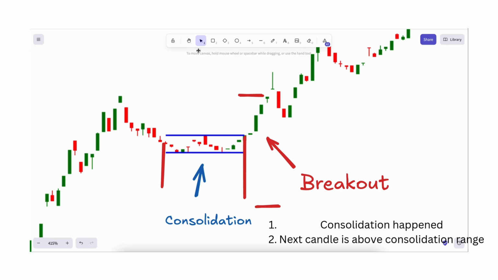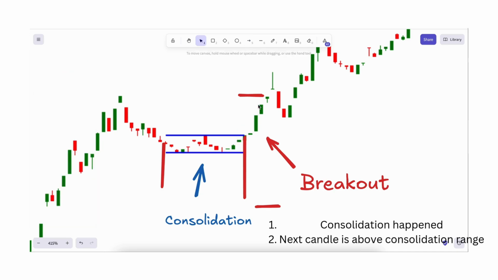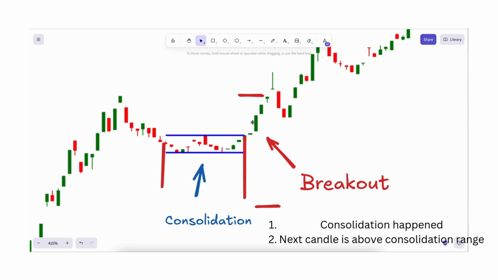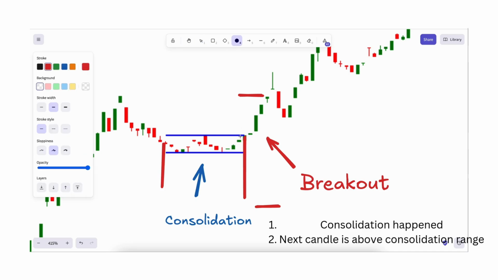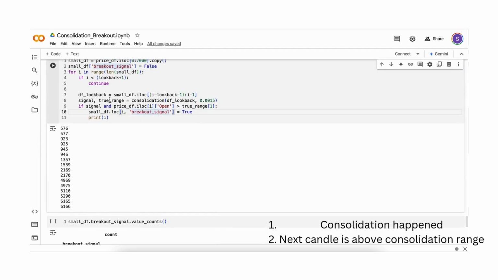The problem with consolidation and breakouts is that this could go either in the bullish direction or in the bearish direction. We don't know which one. So this gives us some confidence that if the open of the next candle, which is this candle here, is above the maximum value of the breakout, that tells us this is going towards the bullish direction, and we can take a trade in the bullish direction. So that is the meat of our strategy.